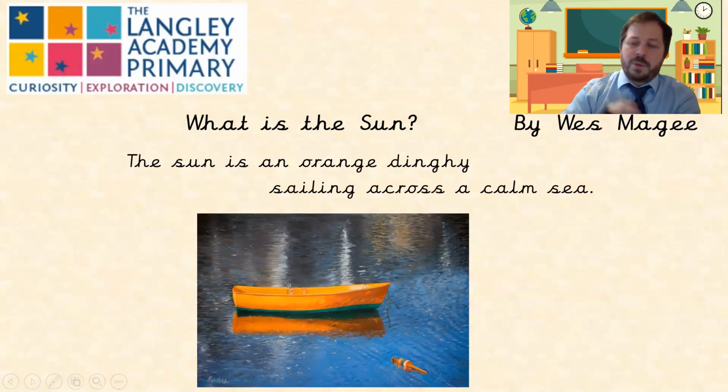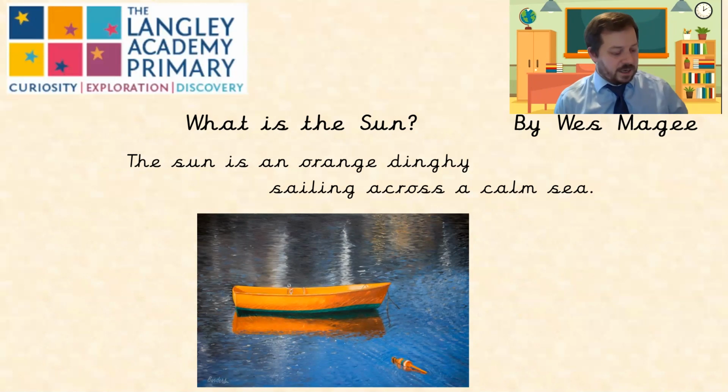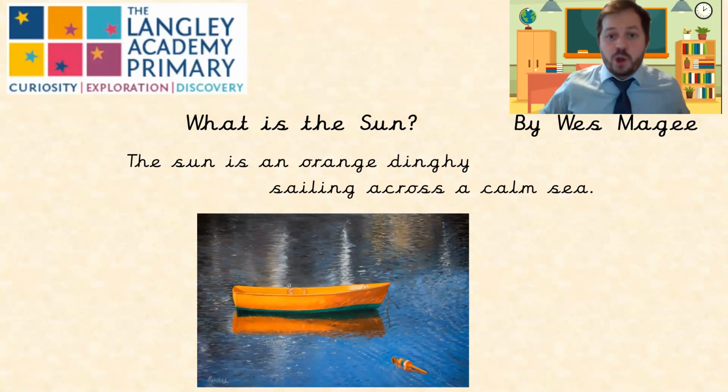So what we're going to do is look at a poem by Wes McGee. The poem was called What is the Sun? And this poem is all based around metaphors. After we've done this, you're going to have a go at creating your own What is the Sun? Or if you wanted to, you could do it about something else.